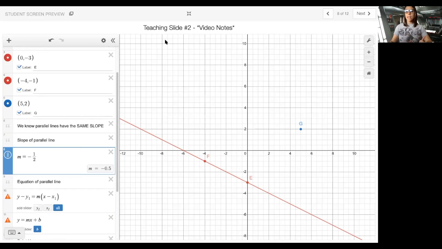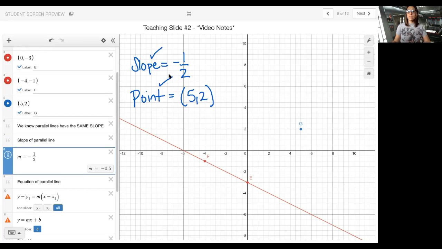So now let's think about what we know about this mystery parallel line. We know that the slope of this line is -1/2, and we know that a point on this line is (5, 2). So if we're given the slope and we're given a point, we can use point-slope form to put this into an equation. So let's go ahead and do that.